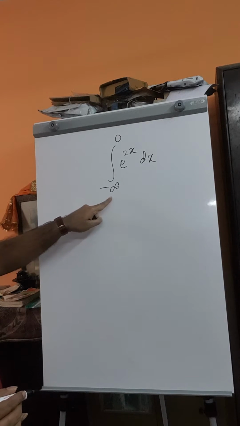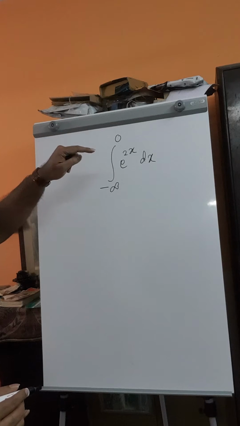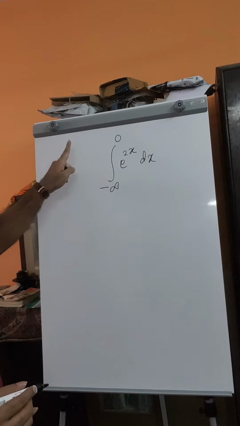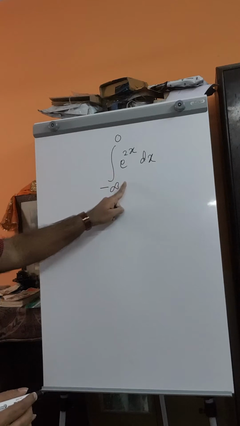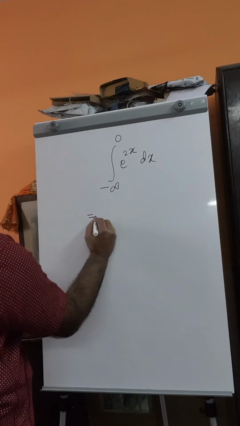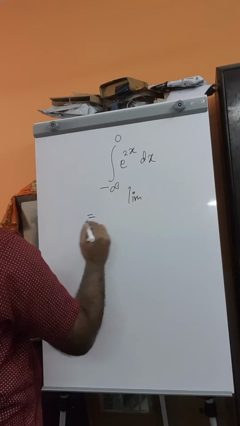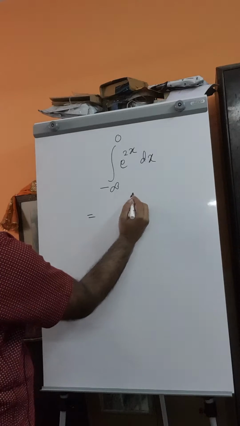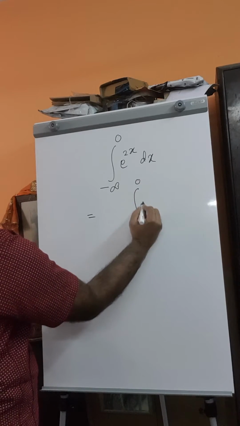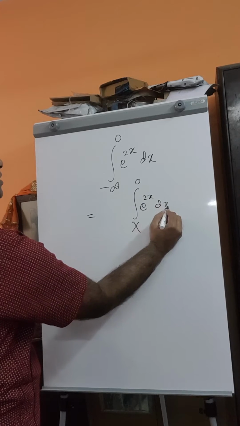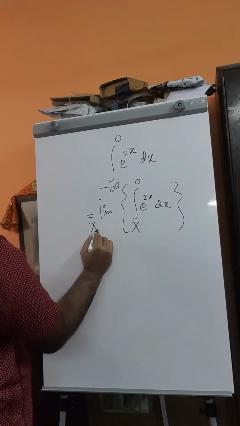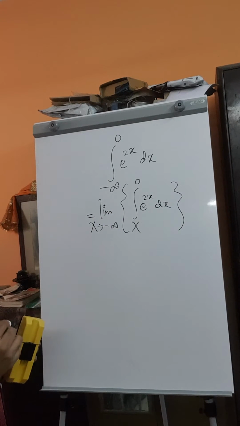This comes under case 1, where the lower limit, that is the inferior limit, tends to minus infinity, but the upper limit is finite. In the previous problem, the lower limit was finite and the upper limit tended to plus infinity. So that was type 1 case 2 and this is type 1 case 1. Here we first replace the lower limit by capital X. So this becomes the integral from capital X to 0 of e to the power 2x dx, and we apply the limit as capital X tends to minus infinity.